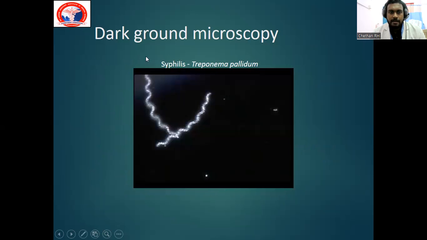So when you examine under dark ground microscopy, what you are going to see is called motile spirochetes called Treponema pallidum. So you can see that they have a corkscrew structure. Only the background is lighted up, whereas the organism appears bright. So that is why it is called dark ground microscopy. These organisms will be motile.